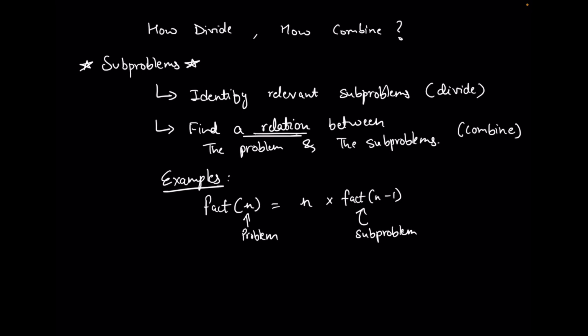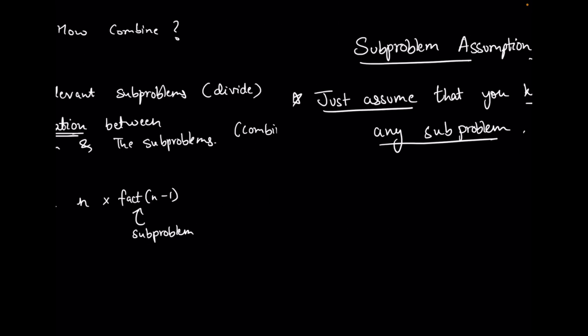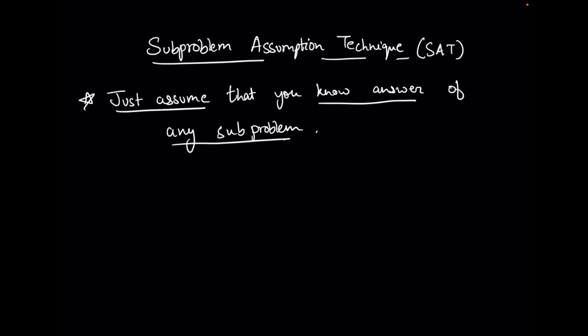So there's a technique that I'm going to explain for that. It's known as the subproblem assumption technique, or SAT for short. And the technique is pretty simple. While building your recursive function, or while trying to find your recurrence relation, just assume offhand that you know the answer to any subproblem. Okay? You need to assume that you know the answer. You already have the solution to any subproblem, right?